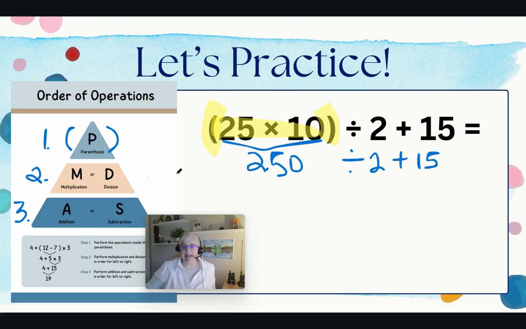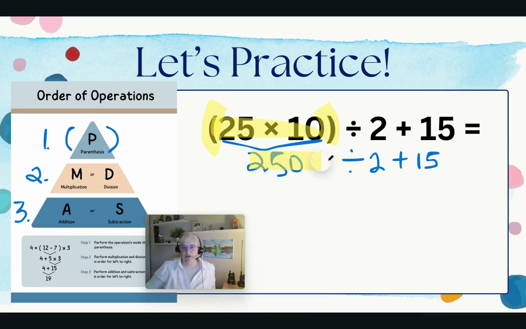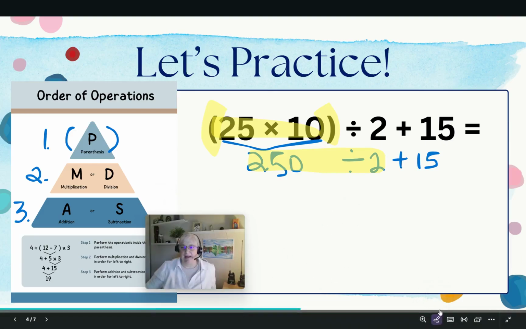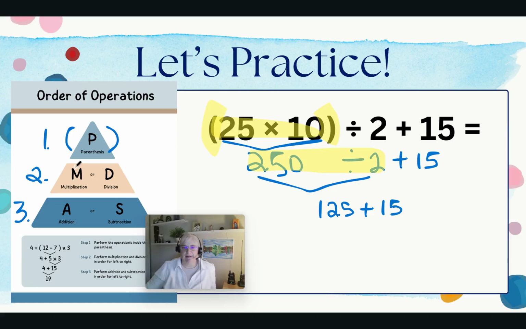Multiplication or division. Do I see any multiplication or division? I do. I hope that you do too. There's a division problem right here. 250 divided by 2. We're going to solve that part next. 250 divided by 2 is 125. Then I'm going to copy the rest of the equation and come back to PEMDAS. We're at step number 2, multiplication or division. I don't see it. We're done with that, so we can move on to number 3, addition or subtraction.